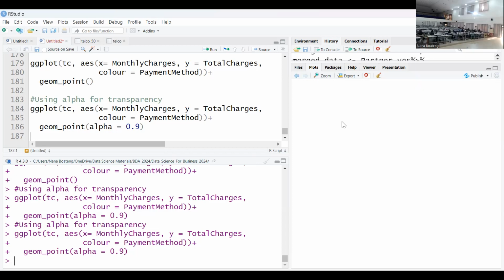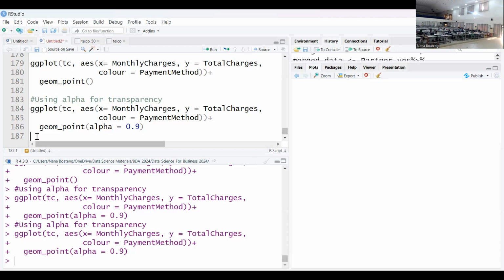I don't know why it's taking a while. Okay, so let's look at other visualizations. Let's create a bar plot. So we've looked at the scatter plot.